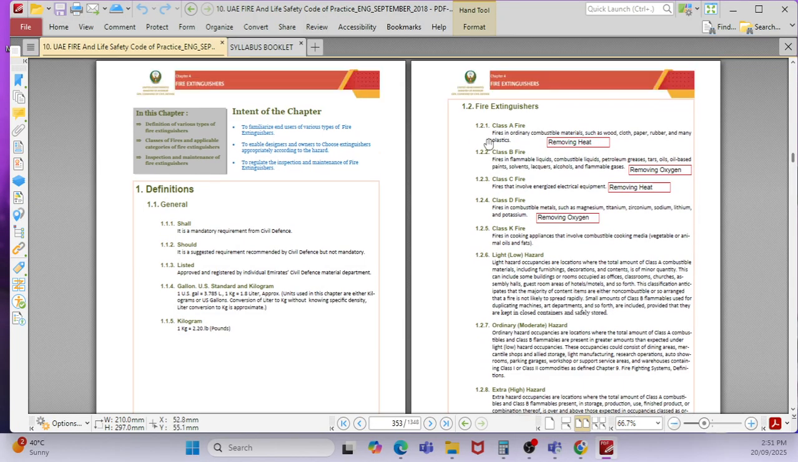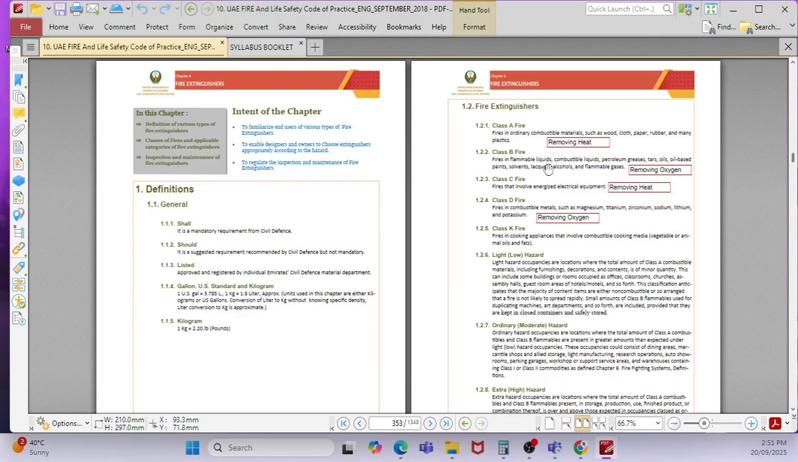So if you talk about Class A fire, basically we are removing the heat. If you see the fire triangle, you have heat, oxygen, and fuel. So what is the principle behind the fire extinguisher for the Class A fire? You are just removing the heat so that you are extinguishing the fire.